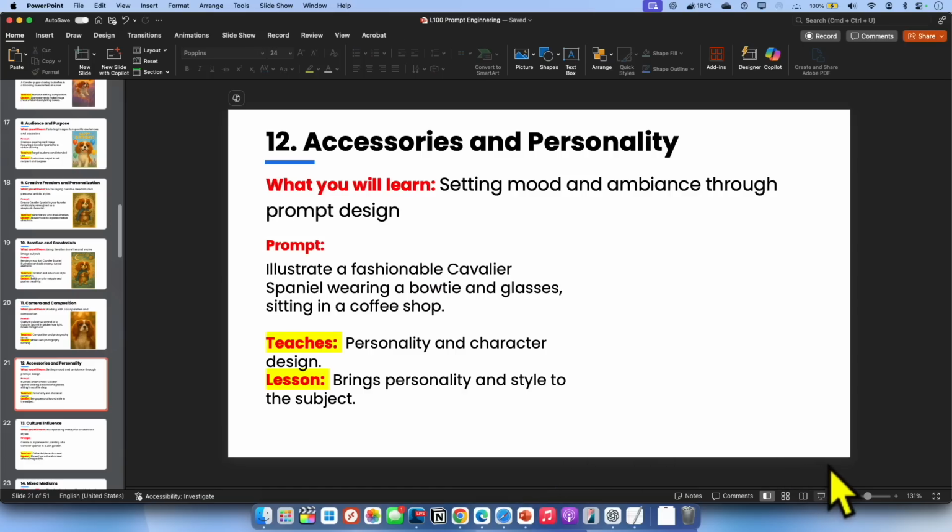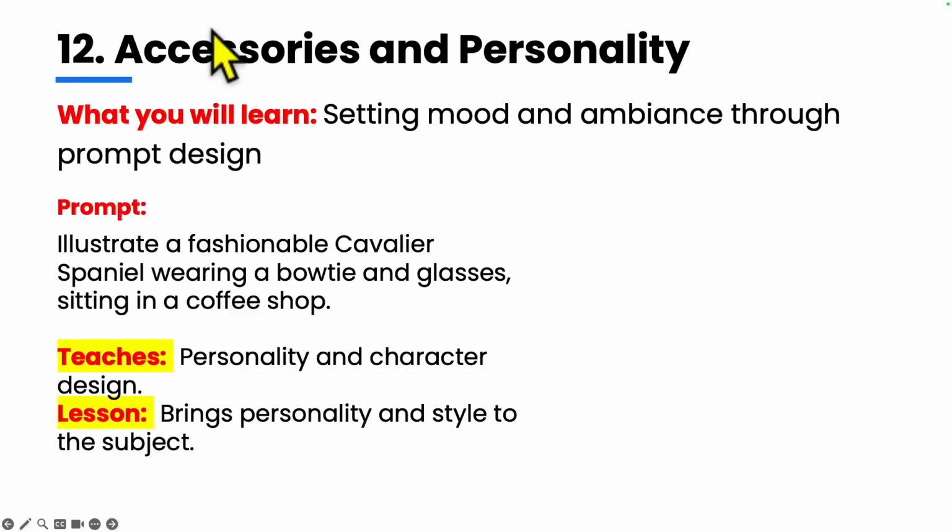All right, so what we are learning here is, first and foremost, adding elements like accessories and personality. With personality, we want to see what personality and character design the model is going to come up with. If you are not particularly happy with the personality or the character design, you can always iterate. In the last example, I didn't particularly like the personality of the dog in the Copilot one. It looks a bit intense and serious. I like the adorable puppy eyes in the Personal one.